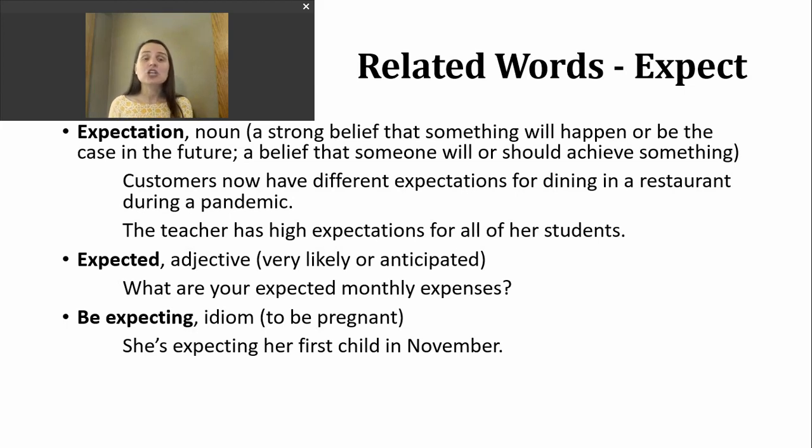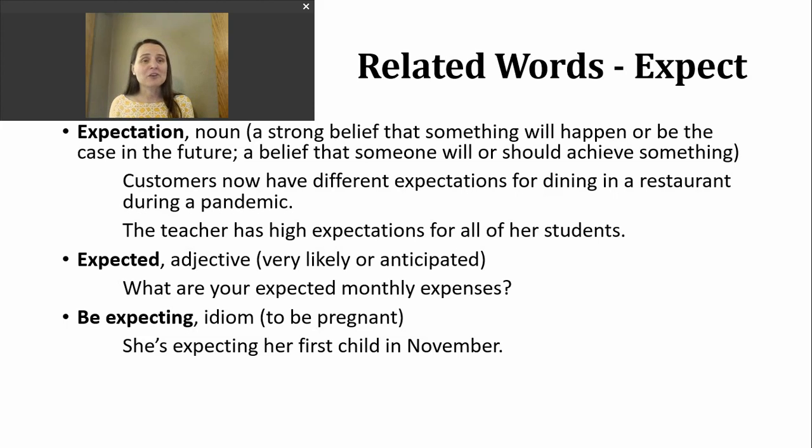An expectation could also be a belief that someone will or should achieve something. Here's an example of that. The teacher has high expectations for all of her students. So this might be related to what sort of scores they might earn on tests or how they might perform on other projects and written work.